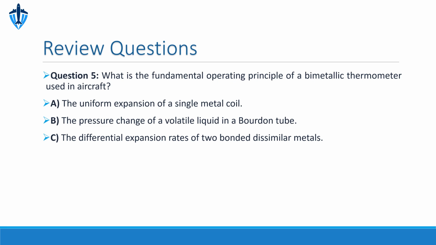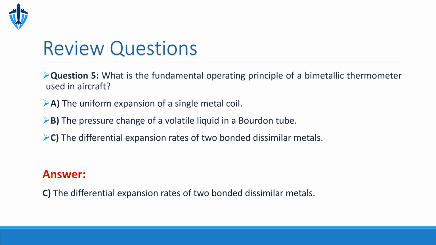Question 5. What is the fundamental operating principle of a bimetallic thermometer used in aircraft? A. The uniform expansion of a single metal coil. B. The pressure change of a volatile liquid in a Bourdon tube. C. The differential expansion rates of two bonded dissimilar metals. The correct answer is C.